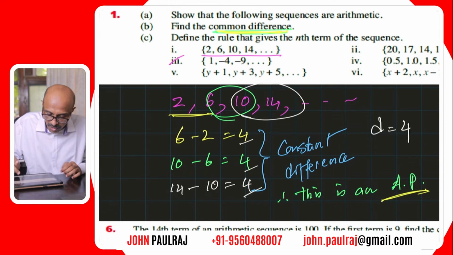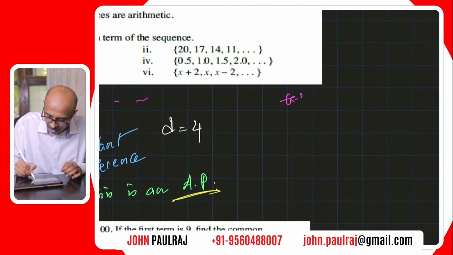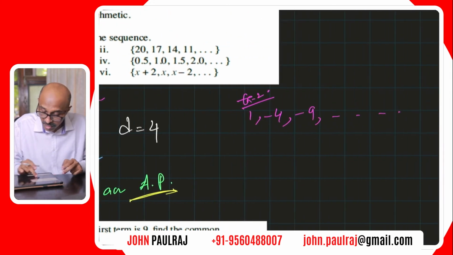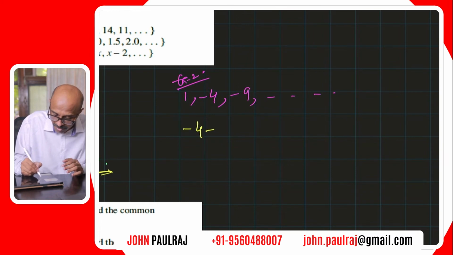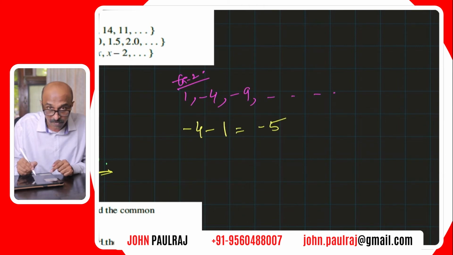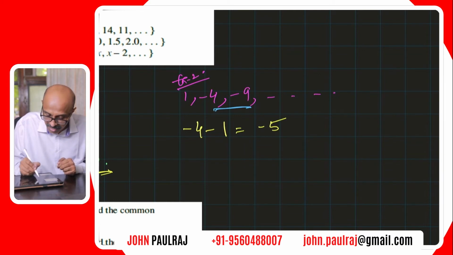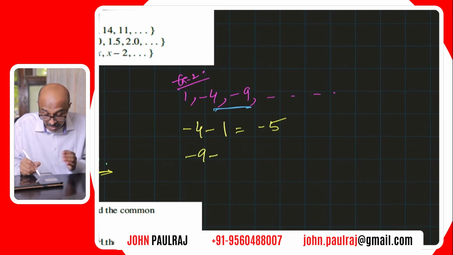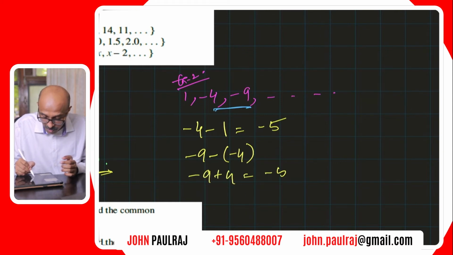Okay, let's take another example. This next example is a sequence of terms 1, -4, -9, and so on. Those are the only 3 terms that they've given. Let's find out the difference between consecutive terms. It's always the second term minus the first term. -4 minus 1 is -5. Now the difference between the next two consecutive terms, the third term minus the second term: -9 minus -4, which is -9 plus 4, again is -5.